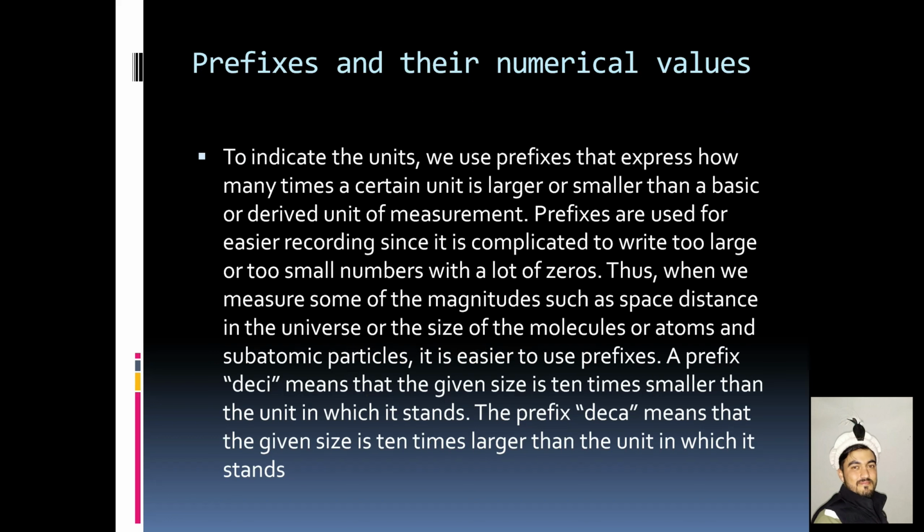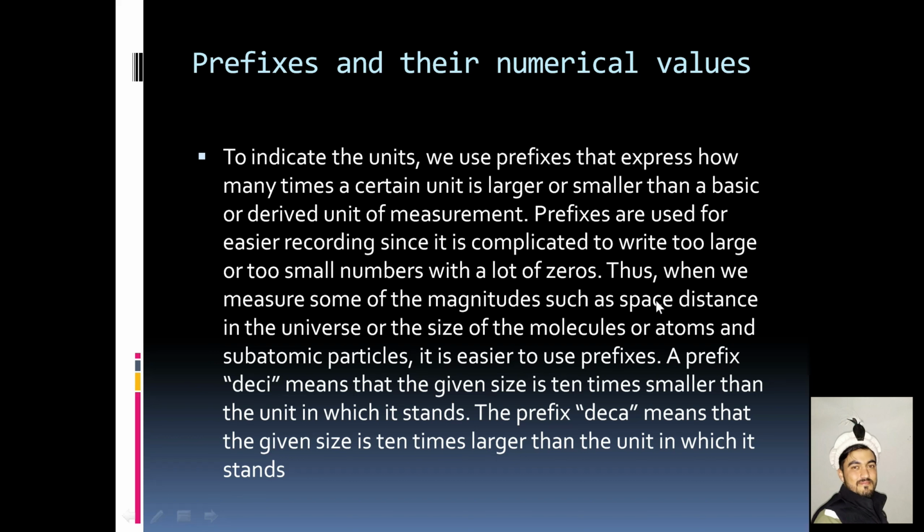When we are talking about prefixes and their numerical values, as we know, to indicate units we use prefixes, and they express how many times a certain unit is larger or smaller than a basic or derived unit of measurement. Prefixes are used for easier recording since it is complicated to write very large or very small numbers with a lot of zeros. So basically we use prefixes to avoid a lot of zeros in any value of a measurement. When we measure magnitudes such as space distance in the universe or the size of molecules, atoms and subatomic particles, it is easier to use prefixes.